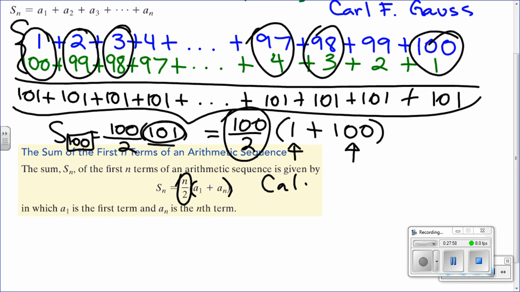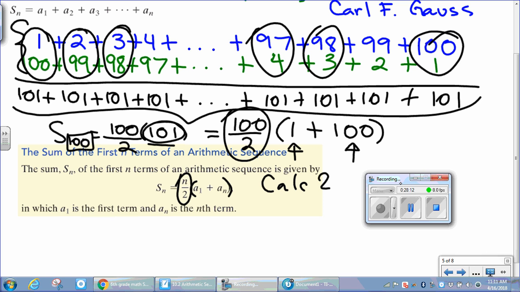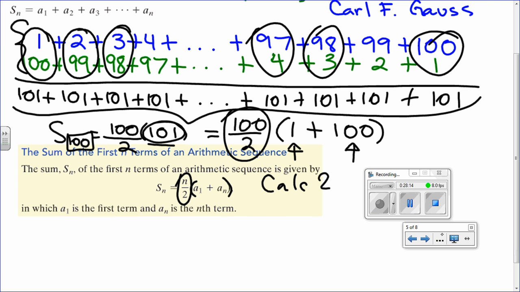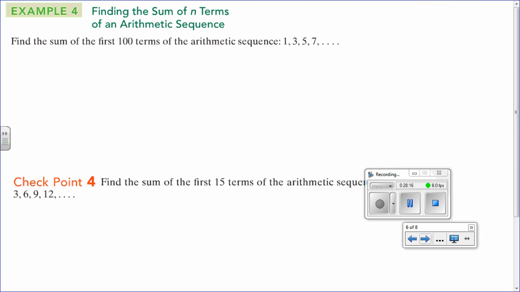You will see this in Cal 2. So make sure you remember the name, the sum of the first terms of an arithmetic sequence. If you answer that question in Cal 2, your calculus professor might like you a little bit more. Okay, so now let's go ahead and apply it.